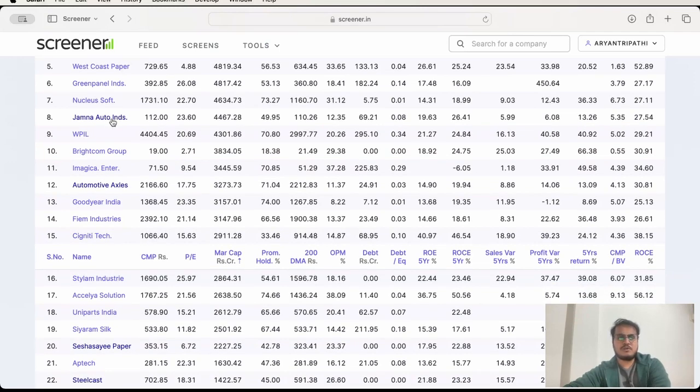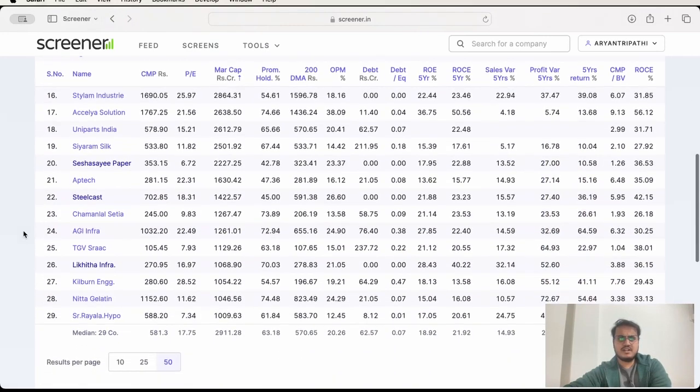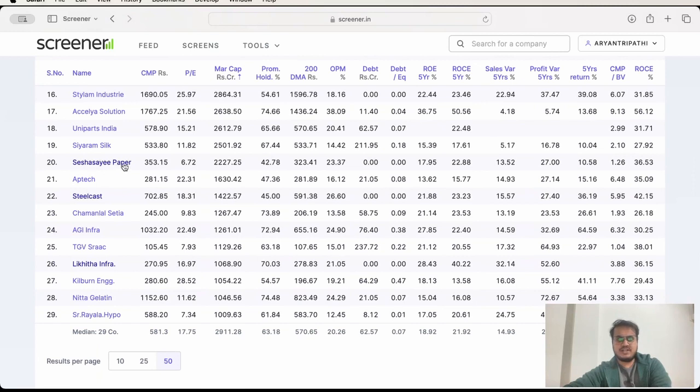Jamna Auto, I want to read about it. I invested post-COVID and then I sold it, but now I want to read more about it. Why this stock is not moving, I have to read and understand. A few more stocks which I want to read. Shesasai Paper I want to read. I invested post-COVID sometime and then I moved out. Chamanlal Setia, I invested again, and then post-COVID I took the money out when it rallied some bit. But I already invested in KRBL, so I don't want to get into one more rice stock. Maybe that's the reason I'm avoiding it.